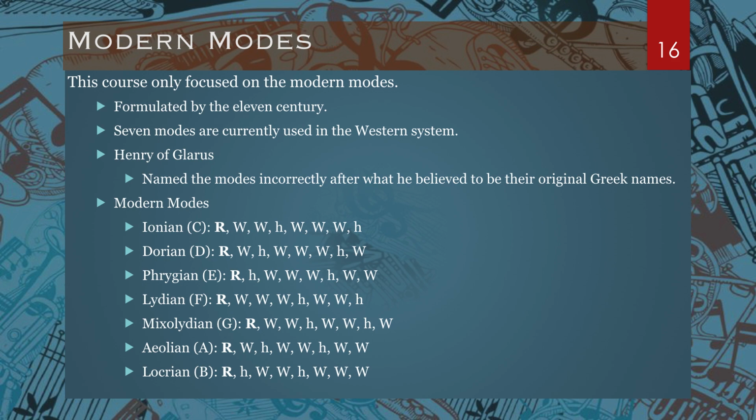Sounds exactly the same. The next mode is Dorian. It would start on the next note up, D. Then you've got Phrygian on E.